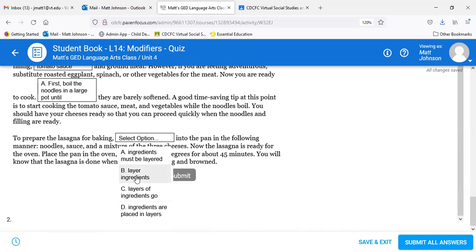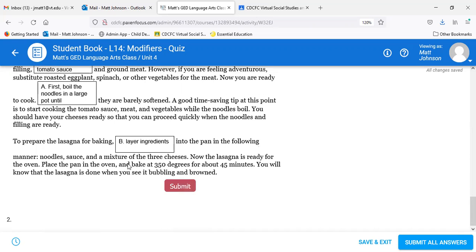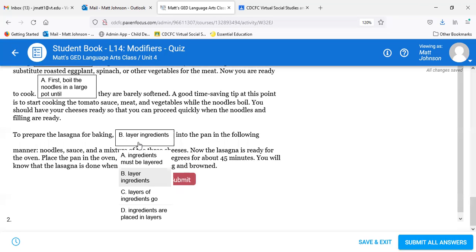B. We want to start with our verb. So to prepare the lasagna for baking, so there's our introductory phrase or introductory clause there. To prepare lasagna for baking, layer ingredients into the pan in the following manner. That way we know what the action is.